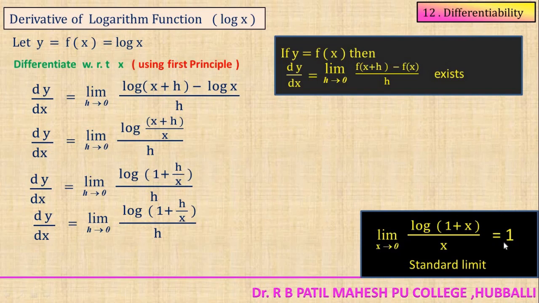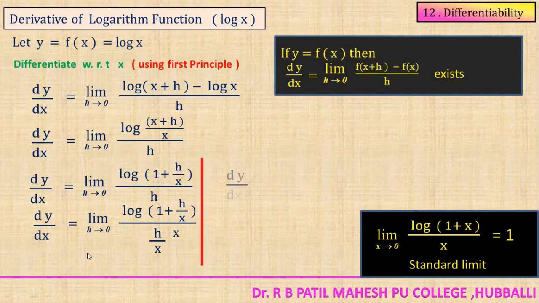We get the answer 1. Here you see we have log 1 plus h upon x, but in the denominator only h is there. Therefore we have to adjust this denominator, like multiply and divide by x. This is the adjustment. I hope you understood why this x divided by x is taken: to get the standard form. Here you see x is in the denominator, therefore here h upon x is there. To get h upon x, this adjustment, x divided by x, is taken. Now this is free from h, take it outside.